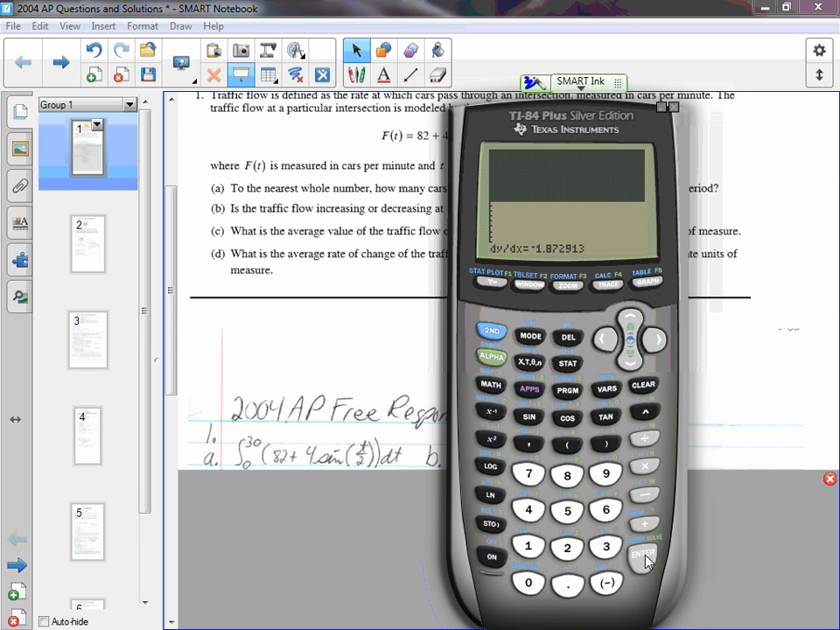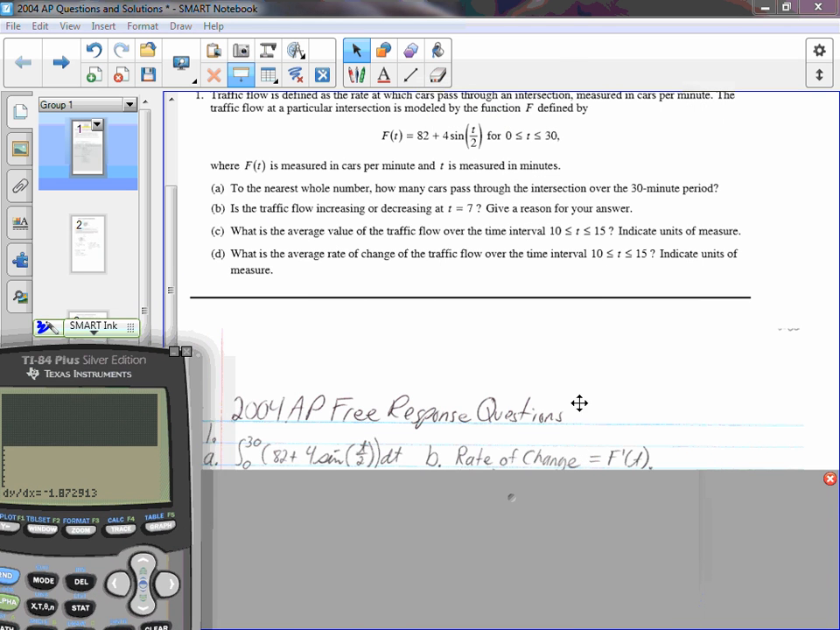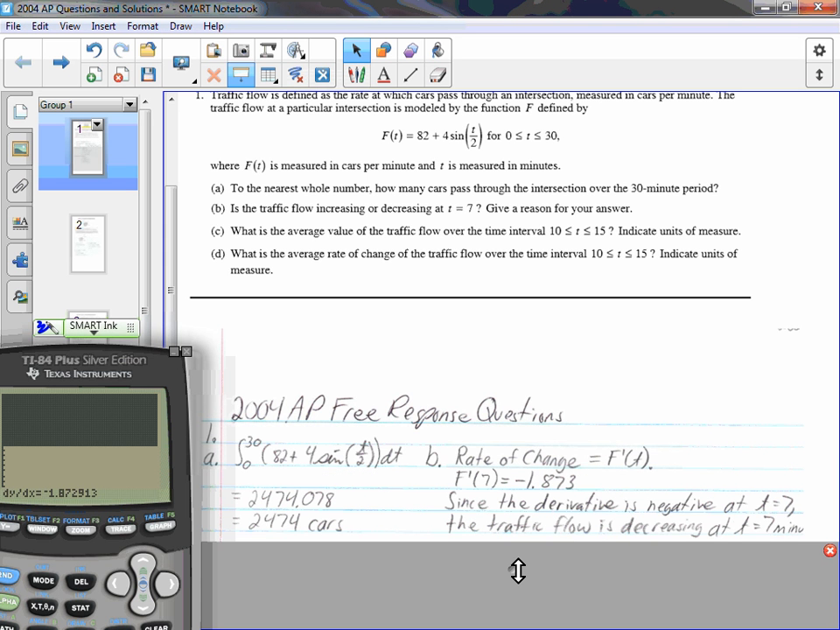If the derivative is negative, is capital F increasing or decreasing? It's decreasing. Now, give a reason for your answer. So we've got to say what I just said. Capital F prime of 7 equals negative 1.873. Since the derivative is negative at t equals 7, the traffic flow is decreasing at t equals 7 minutes. The minutes got chopped off, but I wrote 7 minutes.